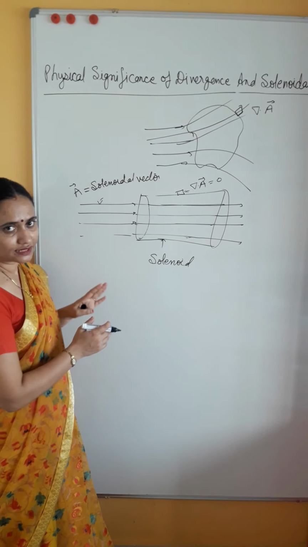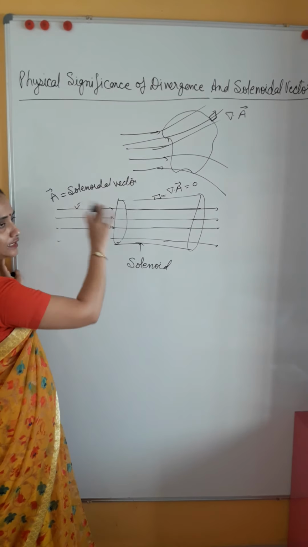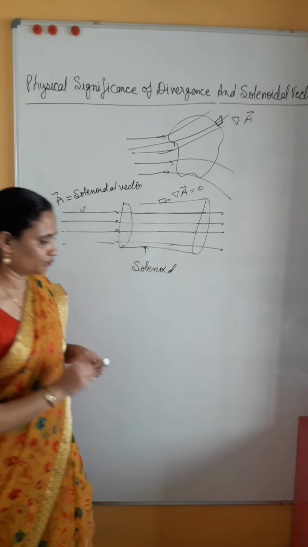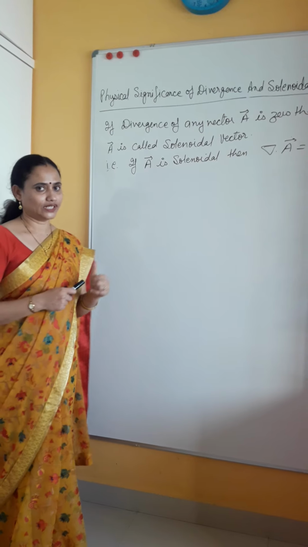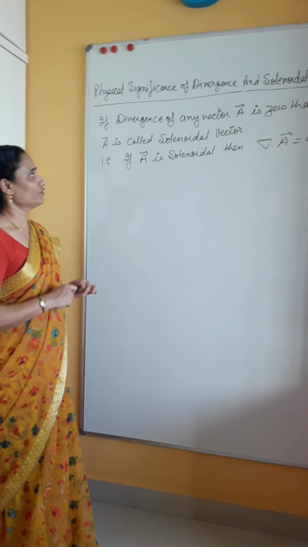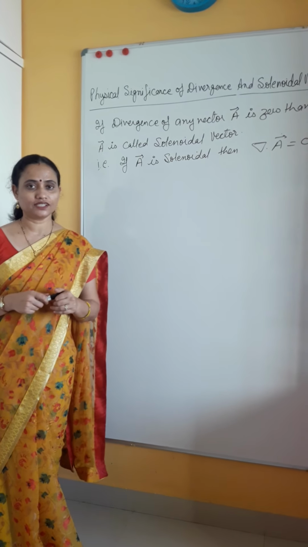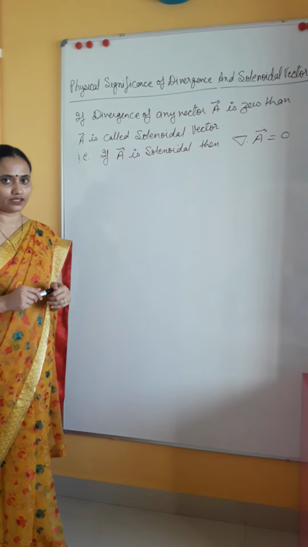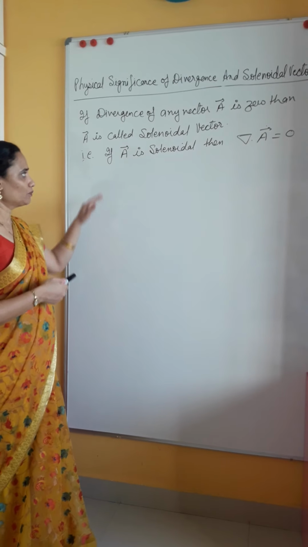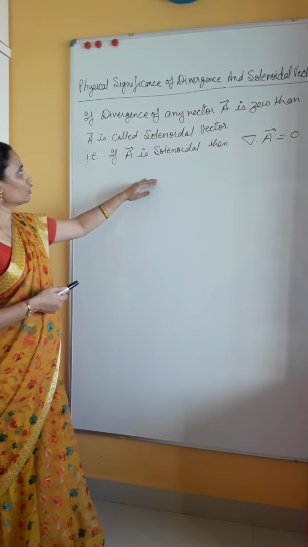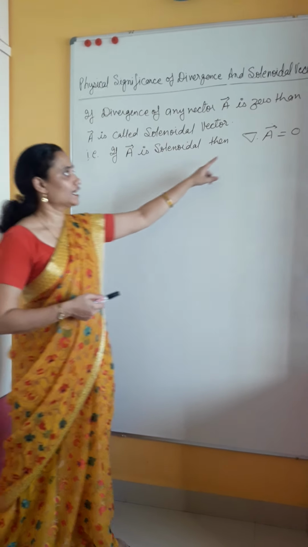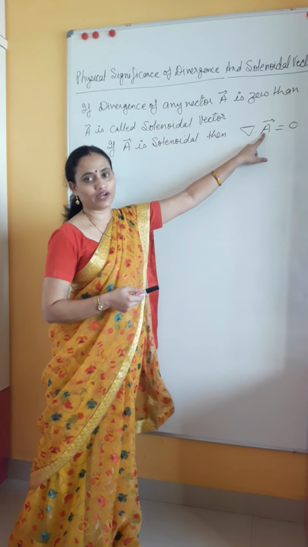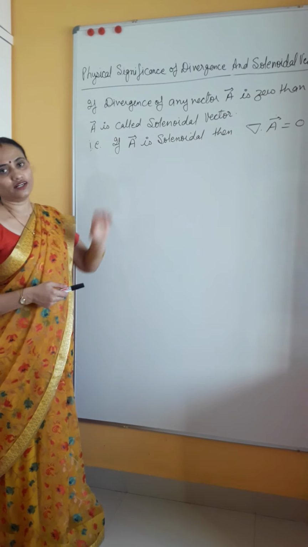So let's summarize it. I hope you have understood it. I'll write the definition of solenoidal vector and then we'll do curl. If the divergence of any vector function A is 0, then it is known as a solenoidal vector. We have already discussed that. Mathematically, how do we represent the divergence of any function? That is del dot A. So if it is 0, then such a vector function is called a solenoidal vector.